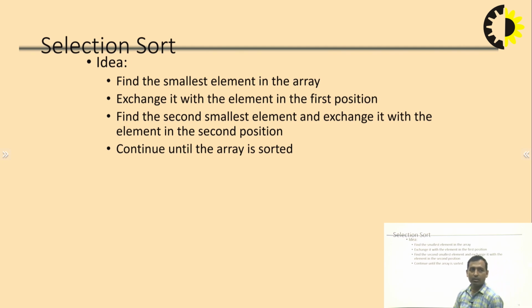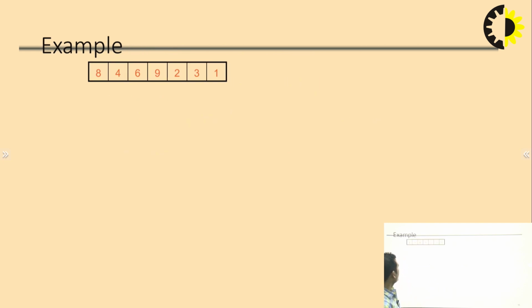Find the second smallest element and exchange it with the second position, and proceed this until the array is sorted. So find the smallest and place it in the first position, find the second smallest and place it in the second position, the third smallest in the third position. So how do we pick the smallest element in the remaining part? Let's see with the help of an example.